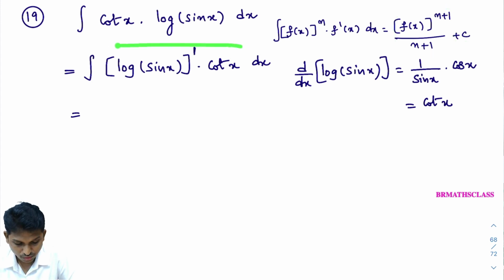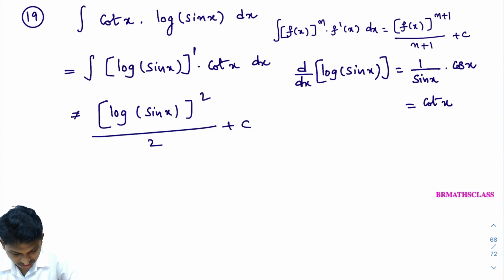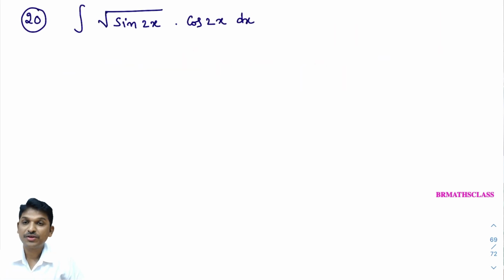Now in this, what is f of x? f of x is log of sin x. So that is log of sin x whole power n plus 1. What is n here? n is 1. 1 plus 1, 2, divided by 2, plus c. I hope you understand.